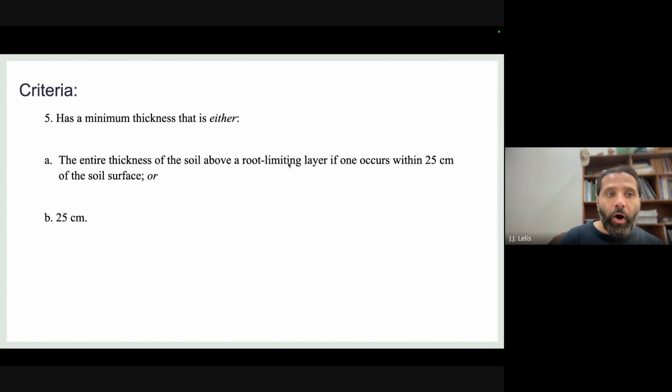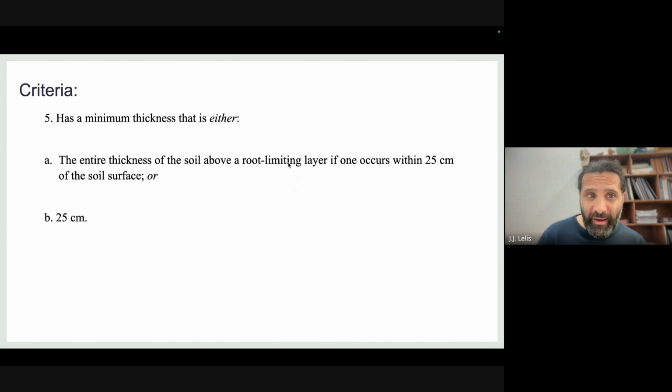Okay, so all the mandatory criteria should be fulfilled, all of them. If one of them is not fulfilled, I cannot call that specific horizon a diagnostic horizon. In this case, I cannot call it an anthropic pattern. I need to follow all the criteria, okay? There's no criterion that's more important than the others. All of them have equal weight. All of them are important in the same way, and I need to follow all of them.